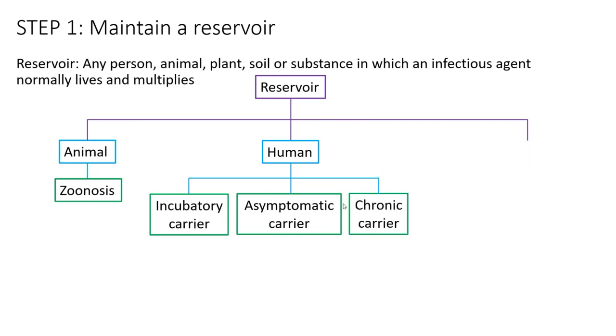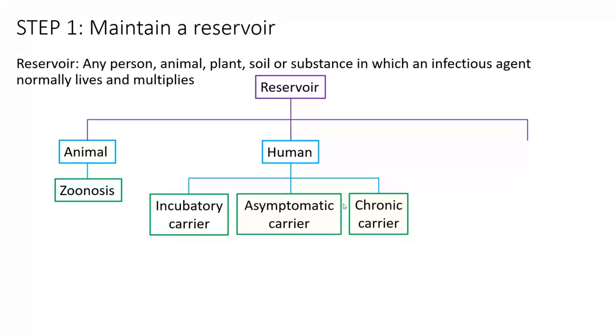The third type of carrier that we're going to talk about is the chronic carrier, and these individuals actually harbor the pathogen for months or even years after they are initially infected. So an example that we're going to talk about later in Unit 4 is Typhoid Mary, who was a woman named Mary, who actually was a chronic carrier of the pathogen Salmonella typhi.